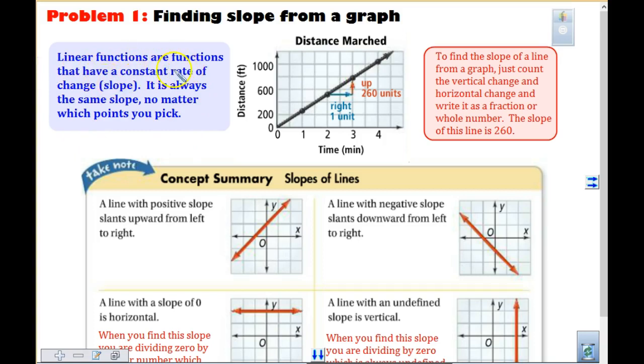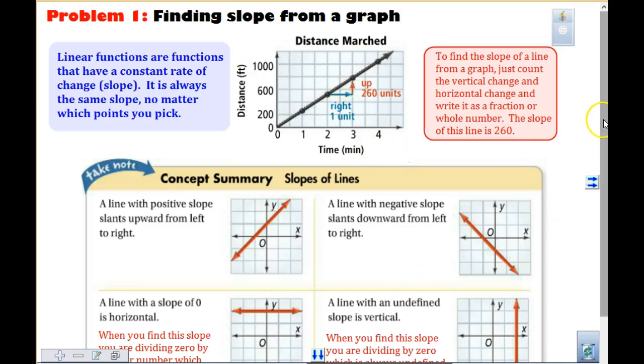Linear functions are functions that have a constant rate of change or slope. It is always the same slope no matter which points you pick. To find the slope of a line from a graph, you can just count the vertical change, that's the easiest way. And the thing you've got to be careful for is sometimes our graphs have different scales. And then the horizontal change, and write it as a fraction. So in this case, they went over one unit in time, and up 260 feet. So this is a rate of change of 260 feet per minute.